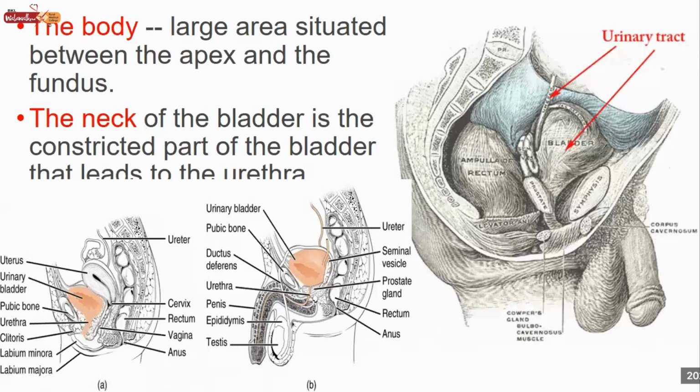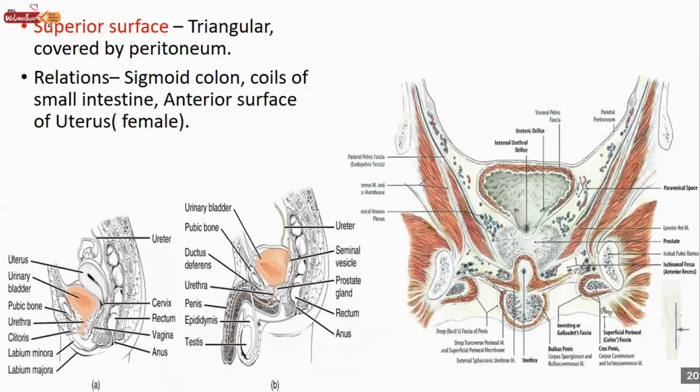Now coming to the body, which is a large area. Its superior surface is situated between the two lateral borders, and these are the relations for the superior surface. The superior surface is covered by the peritoneum. You can see here it is covered by the peritoneum.